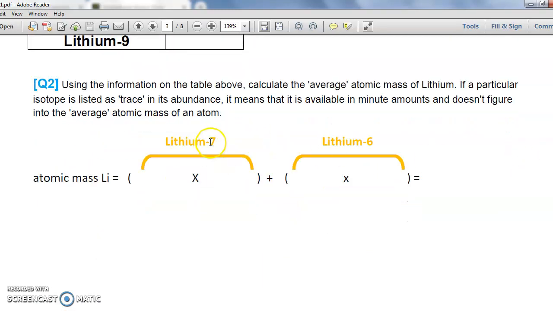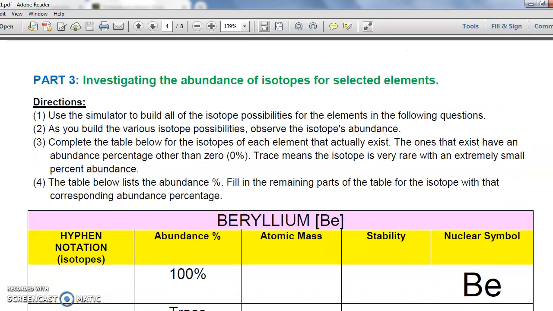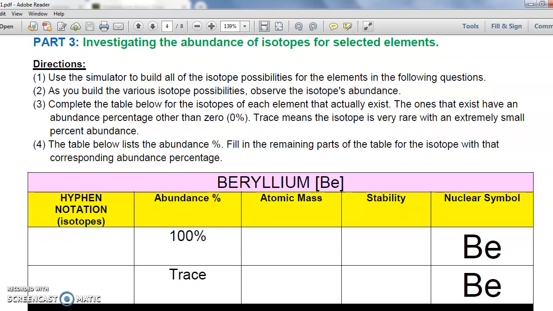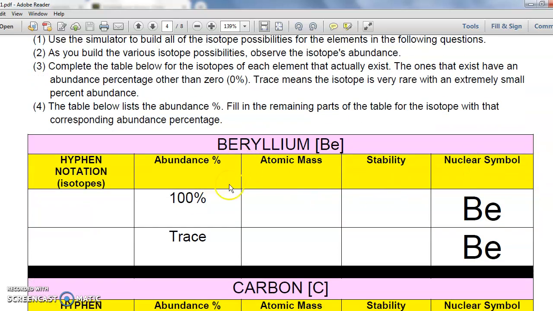Then you'll calculate the atomic mass of lithium atom, which is sometimes called the average atomic mass, because you're going to average a weighted average of lithium-7 and lithium-6. Then you're going to take a look at some other atoms here. On this portion of the lab, they're going to give you the abundance of some of the different isotopes. You have to figure out what the isotope is.